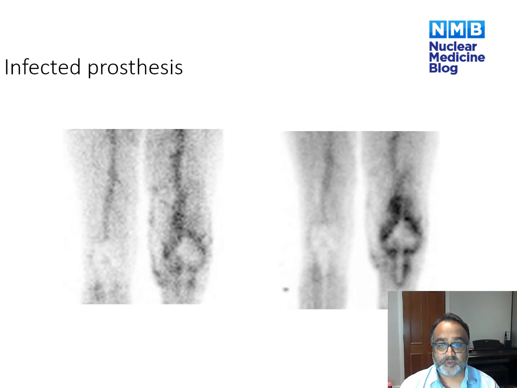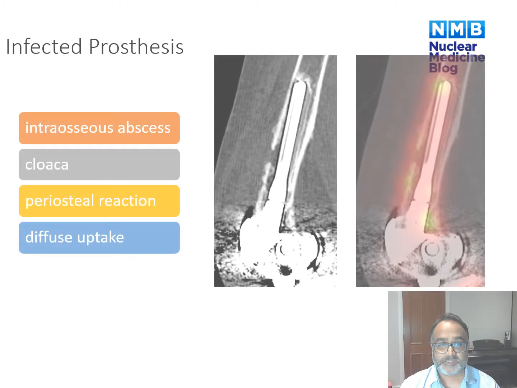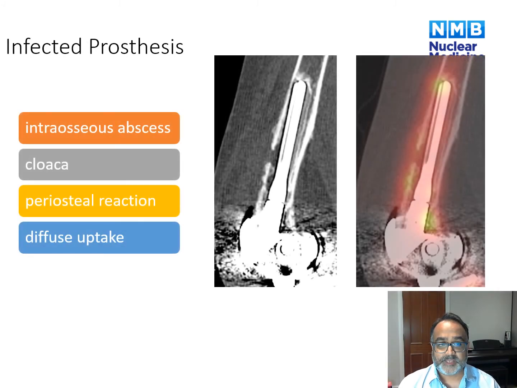This is an example on planar imaging of an infected knee prosthesis. You can see there's increased vascularity on the blood pool phase and on the dynamic images. On SPECT-CT, we have a lot more detail. We can see there's diffuse uptake around the prosthesis, but we can also look for things like intraosseous abscesses, cloaca, which are holes in the bone, and periosteal reactions, aggressive, irregular, fluffy periosteal reactions.